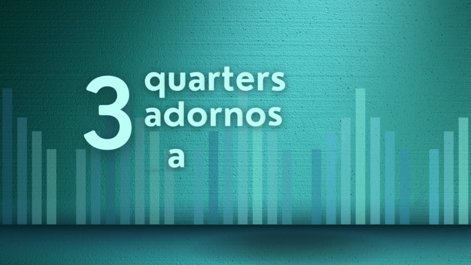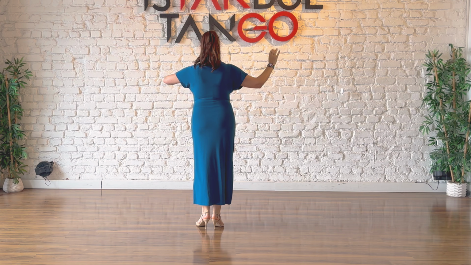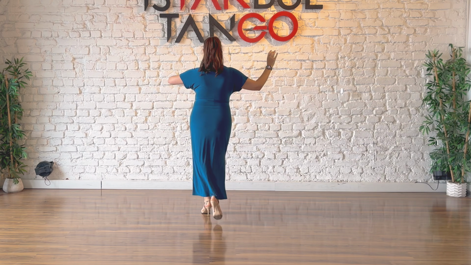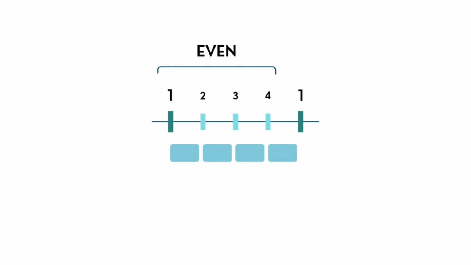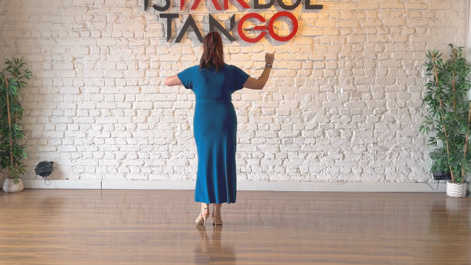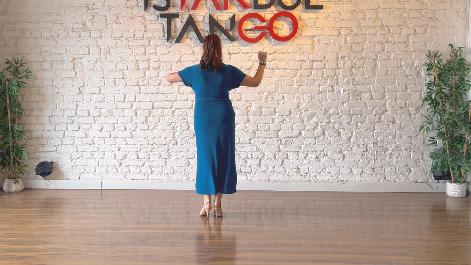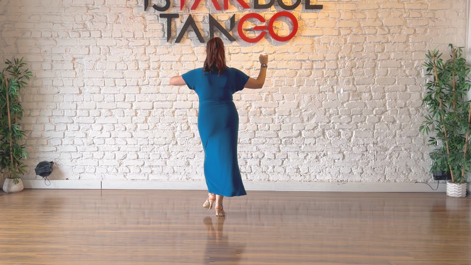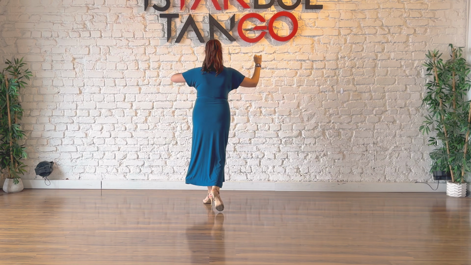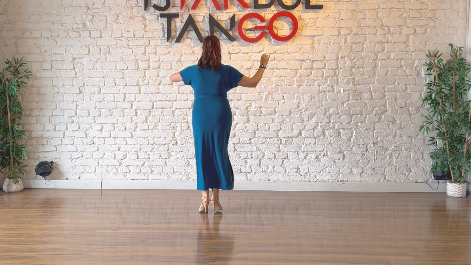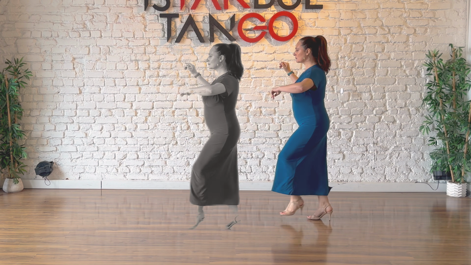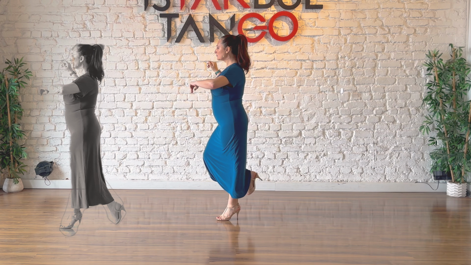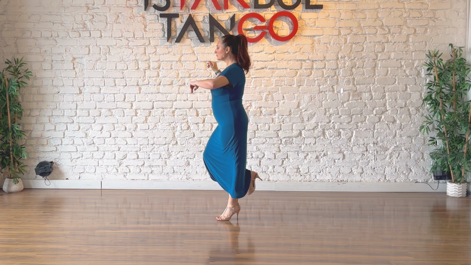3. The quarter adornos pattern. Let's look at the quarter beat pattern. 1, 2, 3, 4, 1. When we divide a beat by an even number of weight transfers, we end up back where we started. 1 is left, 2 is right, 3 is left, 4 is right. The next beat, 1 is left. This even pattern naturally fits when your partner is walking in double time because your reference leg stays the same.